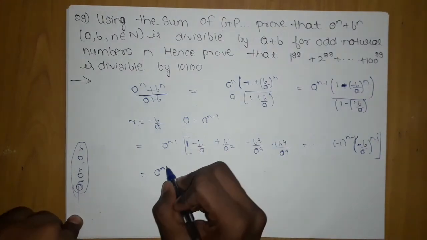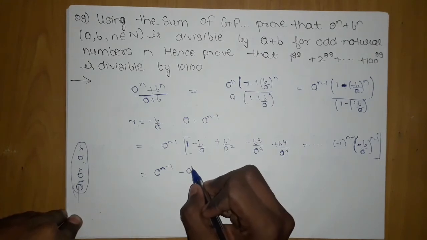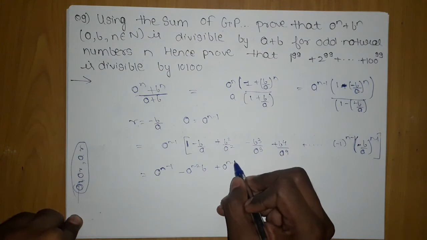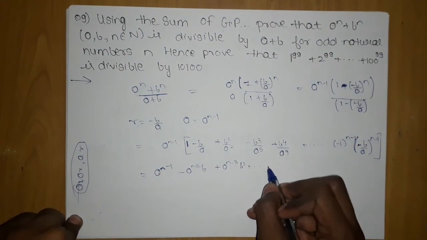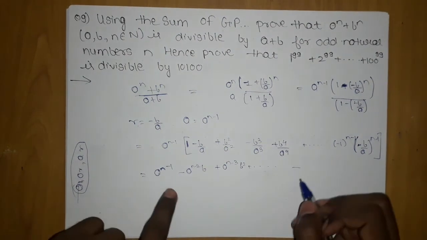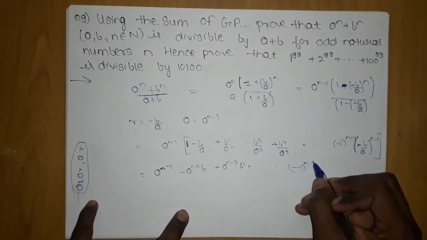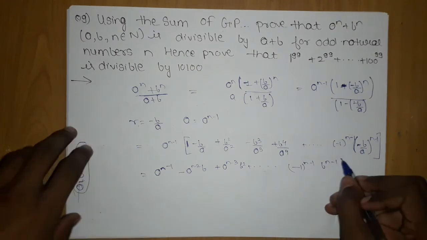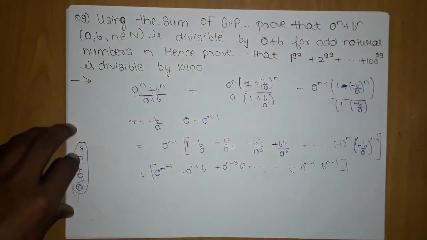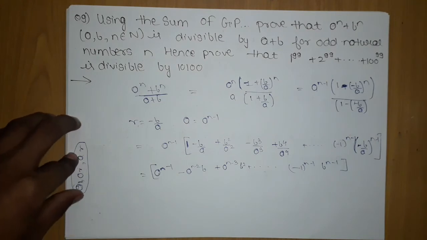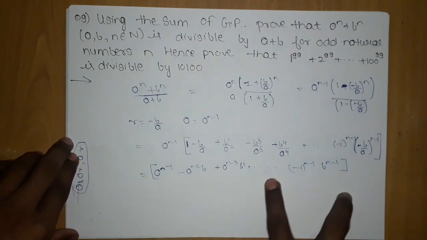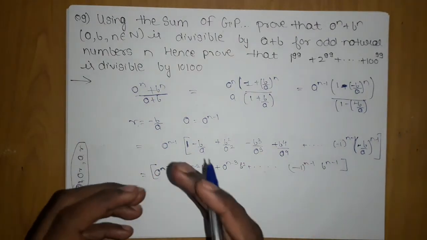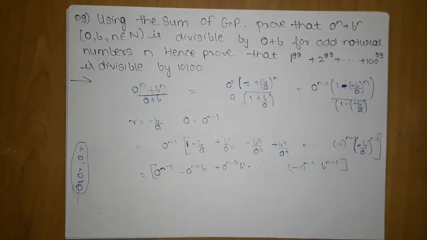Here will be 1. So what I have is a power n minus 1 into a power n minus 2 into b, plus a power n minus 3 b square, and so on. In the last, minus 1 power n minus 1, and this a power n will cancel out, so we will be left with b power n minus 1. So we are done with this. Now if you can see, it is broken into some terms, which means it is divisible by a plus b for odd natural numbers.